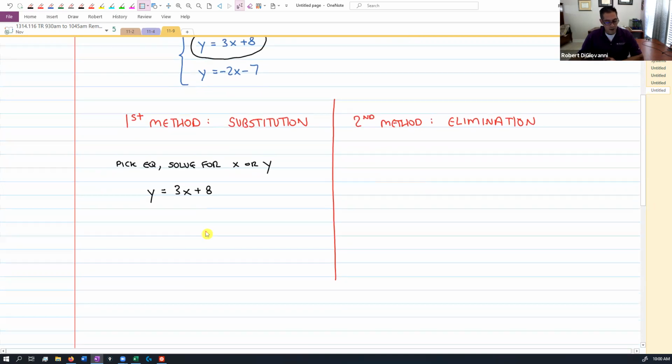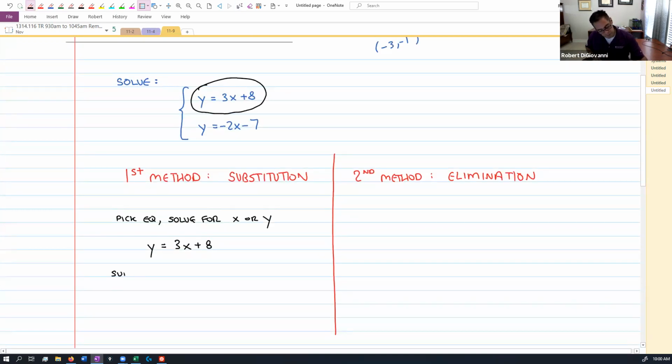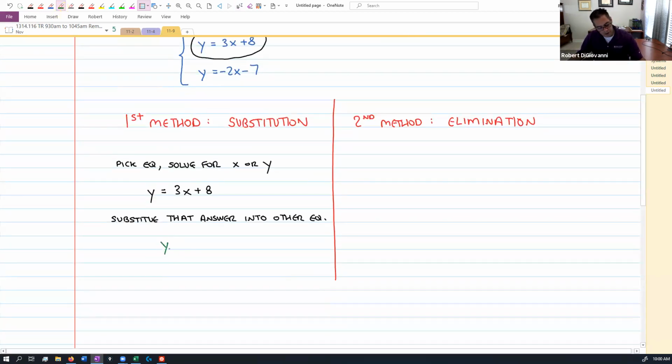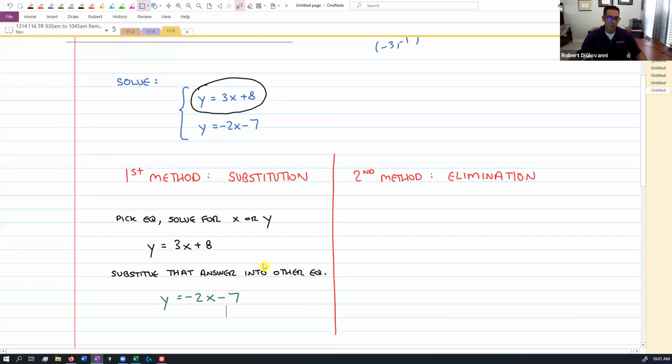The next step is to substitute that answer that we just got into the other equation. Okay, so what do I mean by that? I mean, take the other equation. This is the second equation, right? The one that I didn't mess with. And we had solved for what? What did we solve for in the first equation? Y, right? We solved for Y.